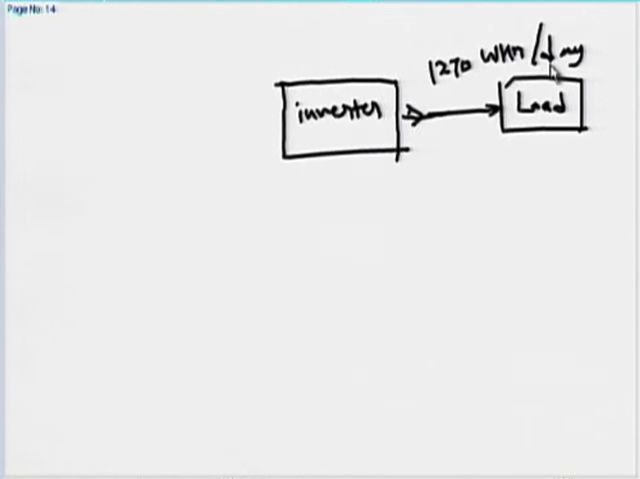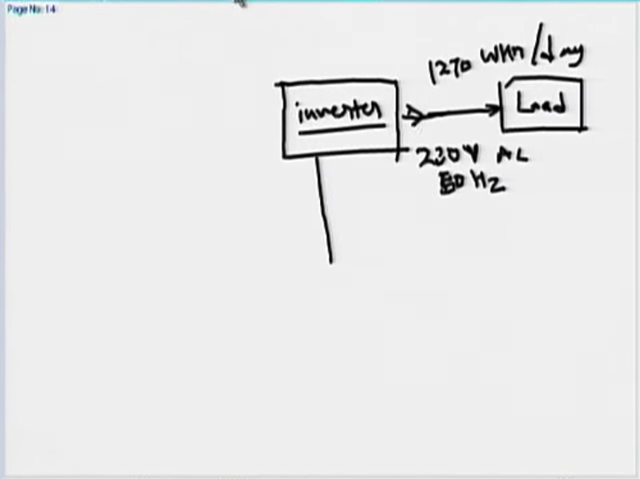What can I tell about the inverter? Because all my appliances are, we are talking about India, it should be a 230 volt AC system. So my output is 230 volt AC, it should be a 50 hertz system. This is my output voltage. I also need to know what is the power of this inverter. What should be the power capacity of the inverter?